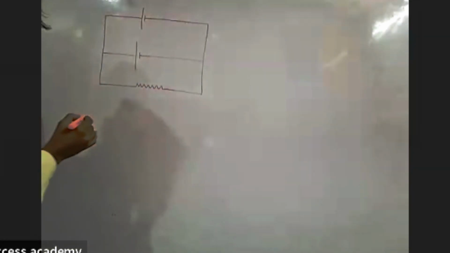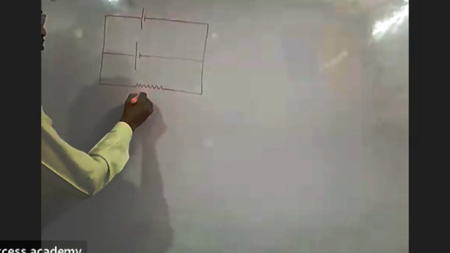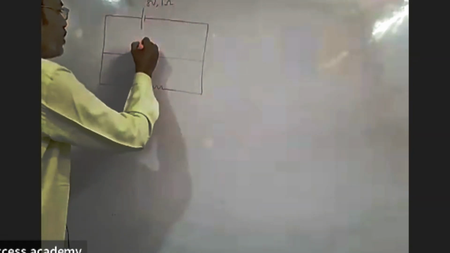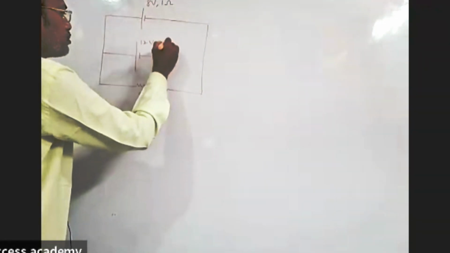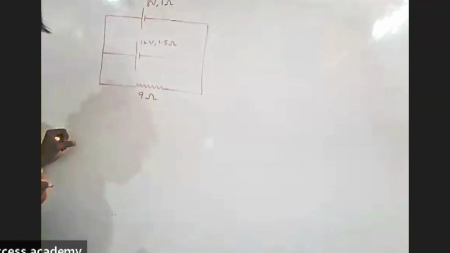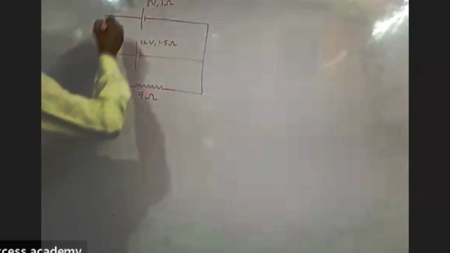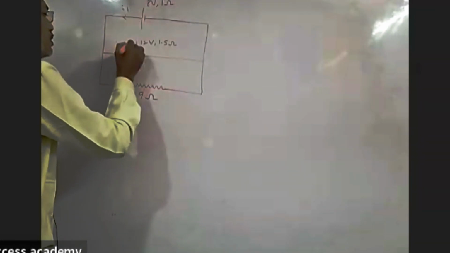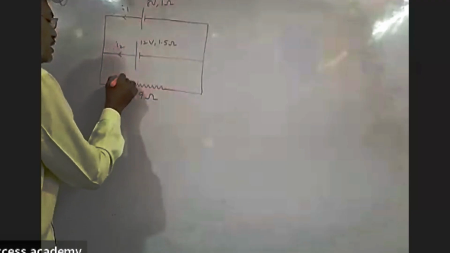That value is given in the problem as 9 ohm, and this is 8 volt and 1 ohm, and this is 12 volt and 1.5 ohm, and this is I1. Current is passing like this, and this is I2, and here this is I3.